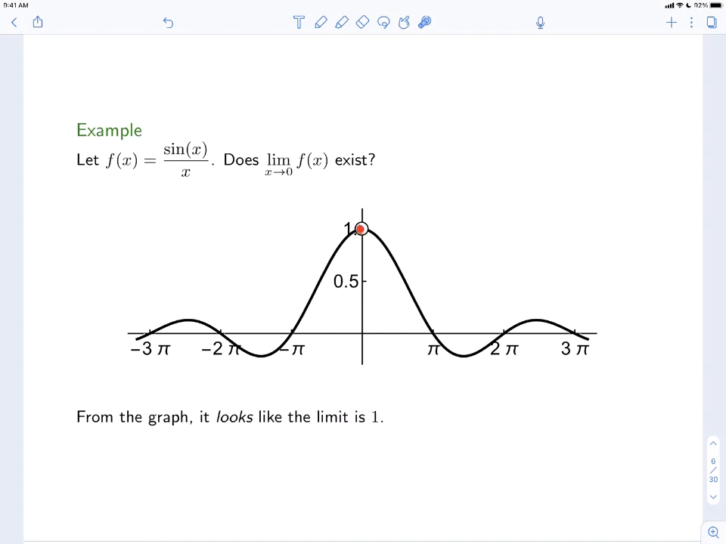It looks like the outputs are getting really close to 1. As x gets close to 0, coming in from the left side or the right side, the y values appear to be approaching 1. On the graph, we're moving up towards the point that has coordinates 0, 1, or so it appears. So it appears that the y values, the outputs, are getting close to 1. That's how it looks from the graph.